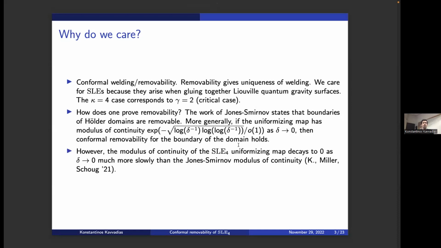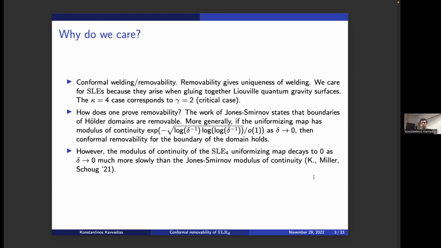But the problem is the modulus of continuity of the corresponding SLE4 uniformizing map. By uniformizing map here, I mean that if we imagine the SLE4 drawn in the unit disk, starting from -i and targeted at i, then we consider the conformal transformation mapping the unit disk onto each of the components of the complement of the curve in the unit disk. The modulus of continuity of such a map decays much more slowly than the above Jones-Smirnov condition.